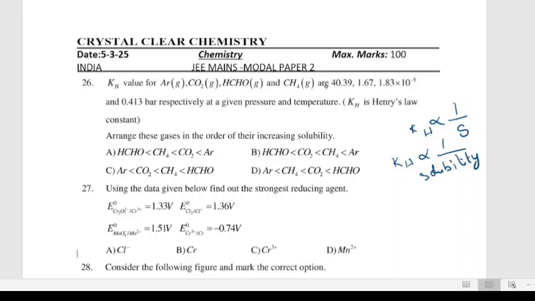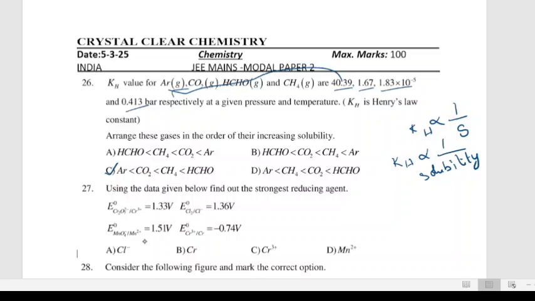In the given values, the highest one is 40.39. After that, 1.67 follows. Next, 0.1413 and then 1.83 into 10 power minus 5. So based on this, 40.39 is for argon, right? If you compare these values, you will get the answer as C.